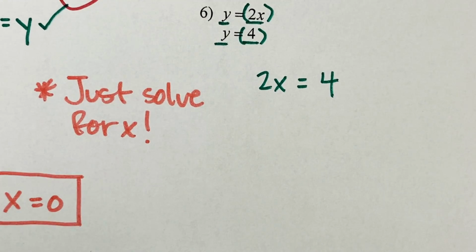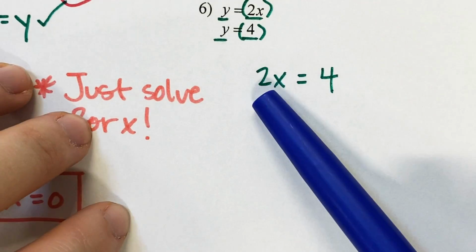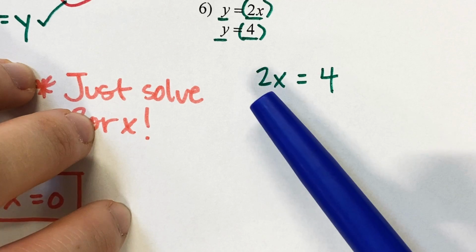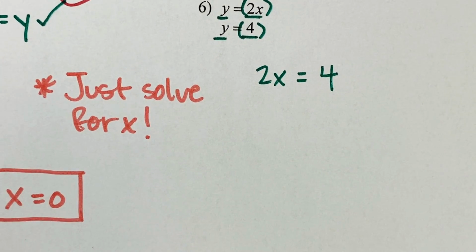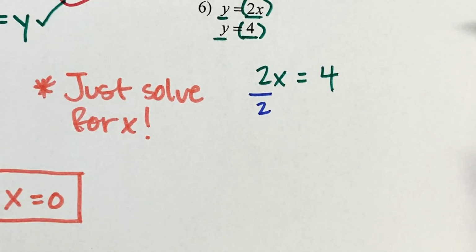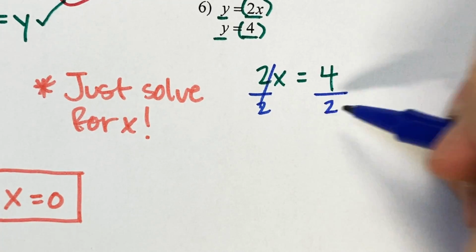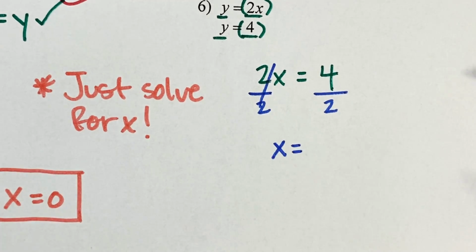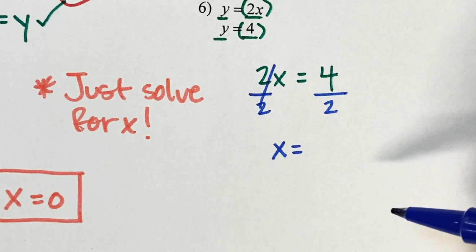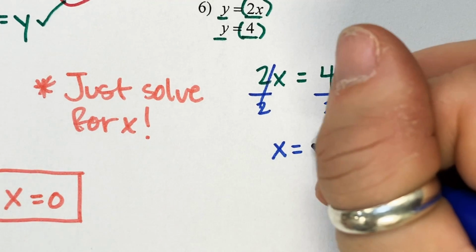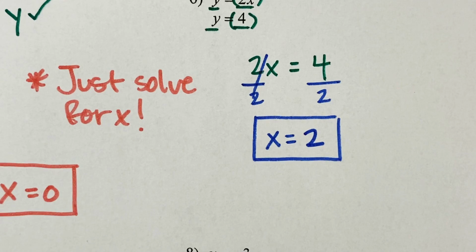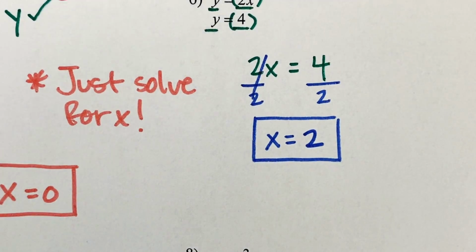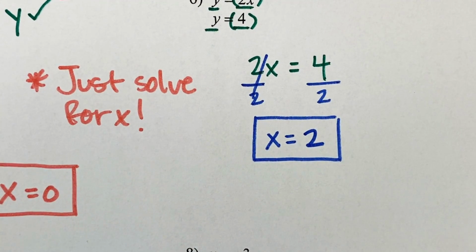Now I don't have any more y's. This is a one-step equation, so the only thing I need to get rid of to get x by itself is this times by 2. What is the opposite of times by 2? Going to divide by 2. Divide by 2 on both sides, and we're going to get our x. What is 4 divided by 2? It's going to give me 2. And I'm just wanting you to solve for x. And there we go.